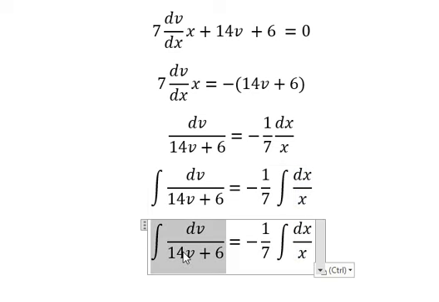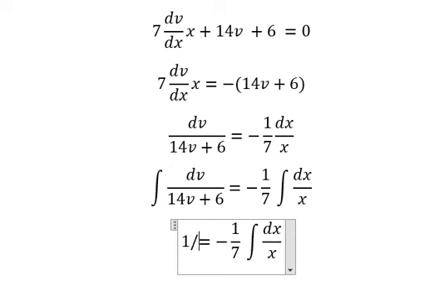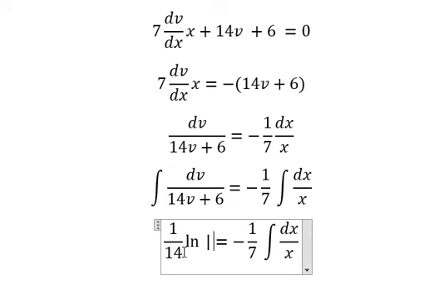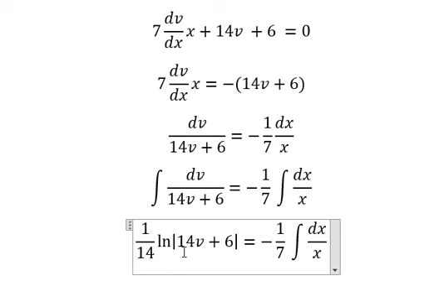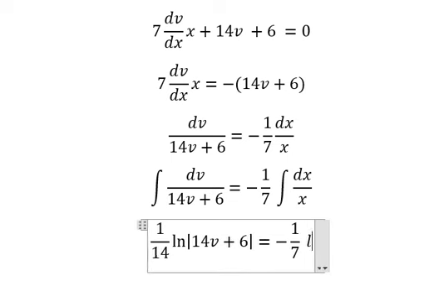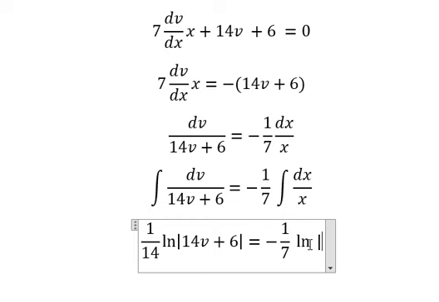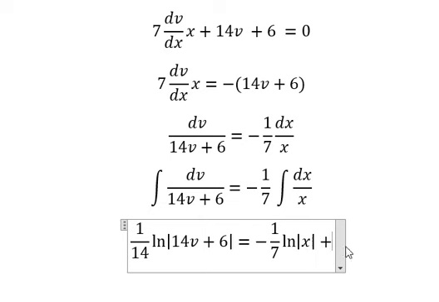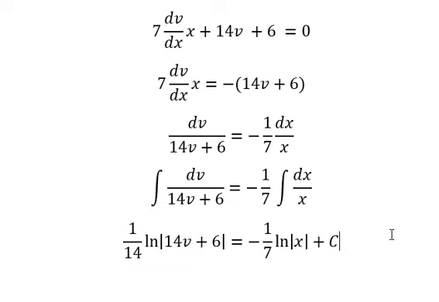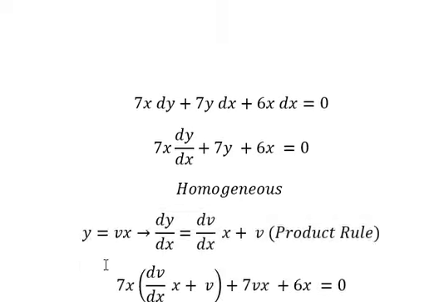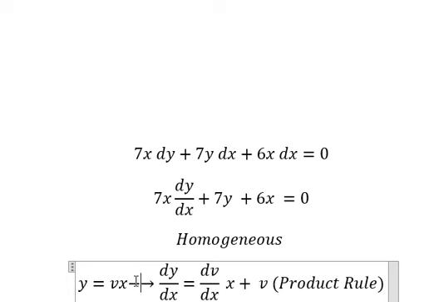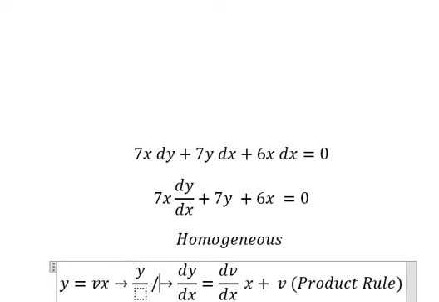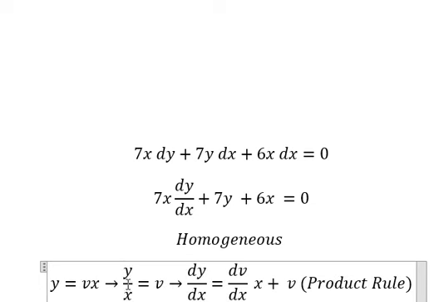So the integration of this one, we have 1 over 14 ln of the absolute value of 14v plus 6. This one is about ln of the absolute value of x, and I will put plus c. v is about this one. So we divide both sides by x. So we need to change v into this one.